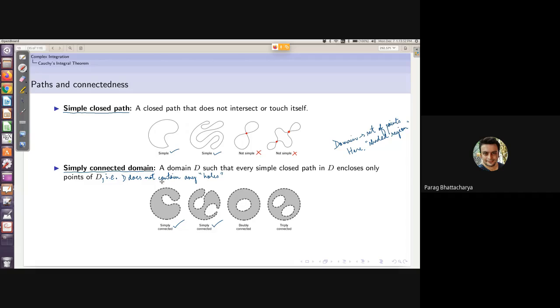But here you see, that's the reason why I said the domain should not contain any holes. Now consider the outer boundary. Let's say this is the boundary of this domain. Now let's check if this statement is applicable here or not: the domain D is such that every simple closed path in D encloses only points of D. So let's say I take the boundary. This is a simple closed path. Does this simple closed path contain only points of D?